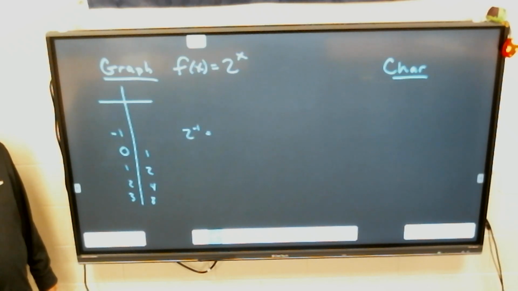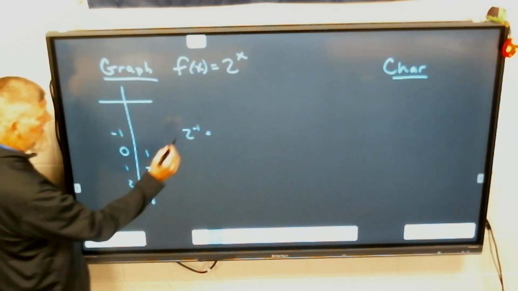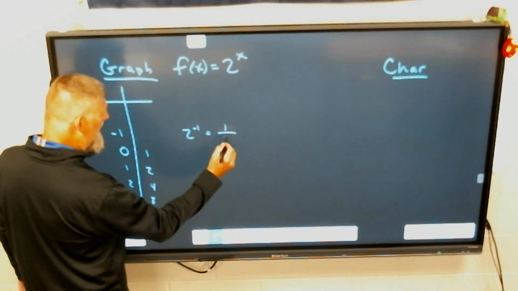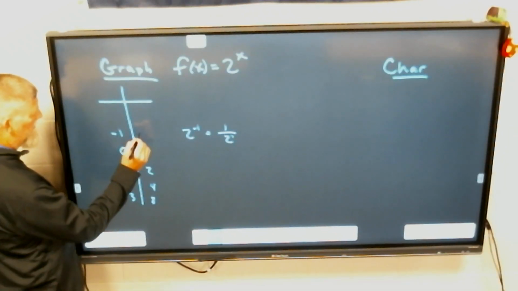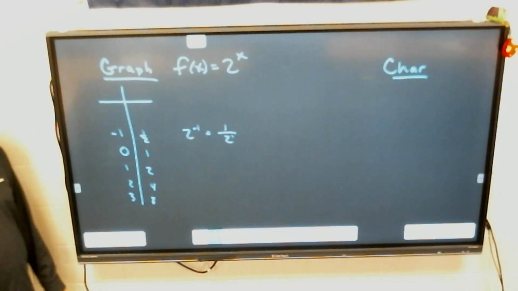I completely forgot. You in the back? Would it be 1/2? Yes, because the negative tells you to move it to the denominator, so that becomes 1/2. Remember, that negative exponent's all about location.